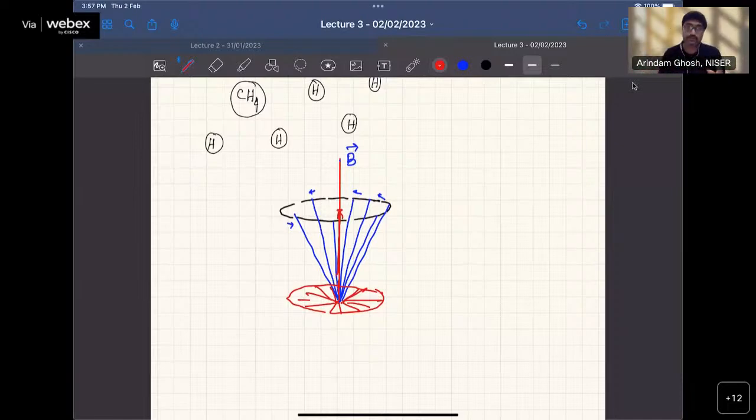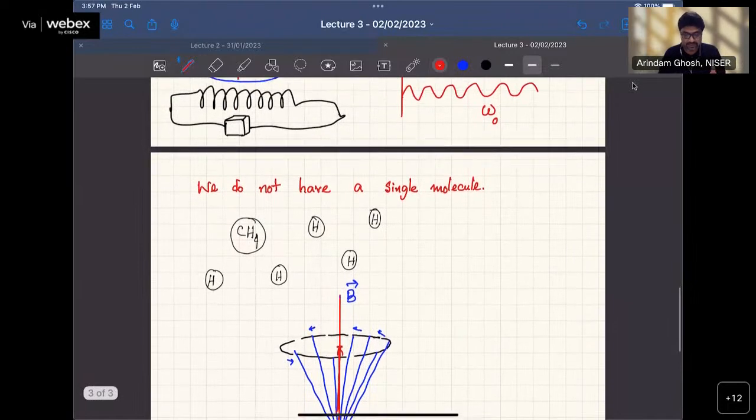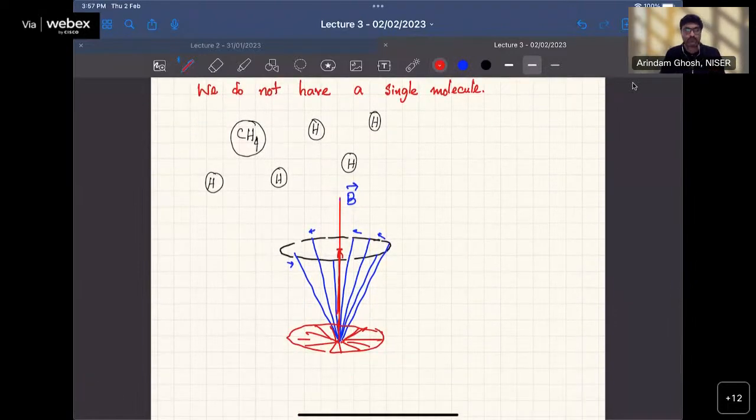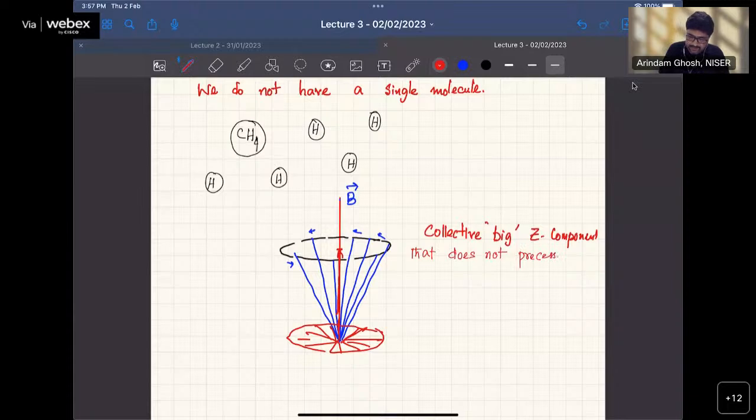So we cannot measure it. The only thing we were measuring earlier was basically the X or Y components. But now as there are too many, the X and Y components are spread over the entire XY plane. And as a result, it is zero. It's just vector addition, it is zero. So the situation is that I have now a collective big Z component that does not precess and no X or Y component.